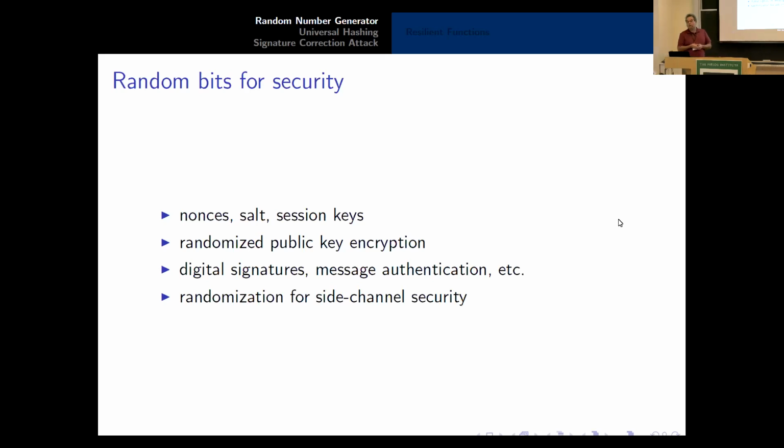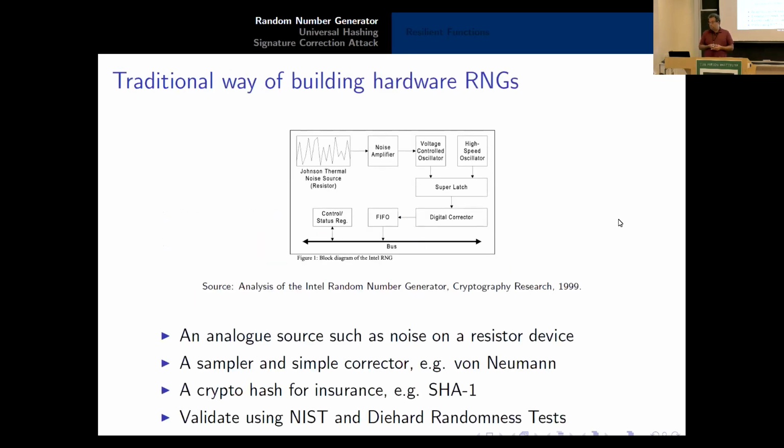Well, for many things in cryptography and security, you basically need them for nonces, salts, session keys, randomized encryption schemes, signatures, authentication codes, pretty much everything, and also not the least for randomization against side channel security. In hardware, and in software implementations, are also being randomized now to prevent such attacks. Traditionally, such devices have been built using very simple analog electronics processing techniques. So I'm talking about the late 90s, early 2000s time frame.